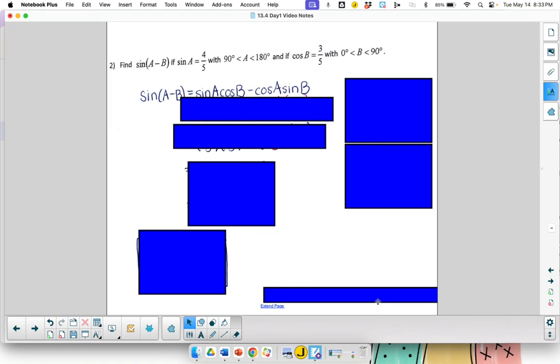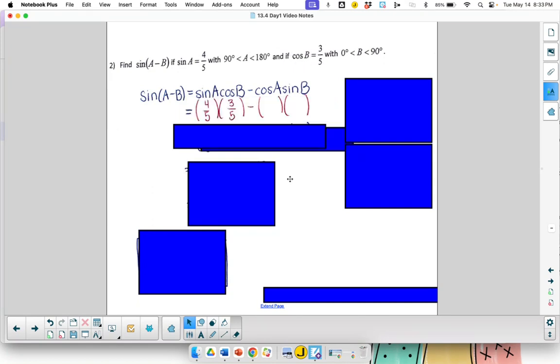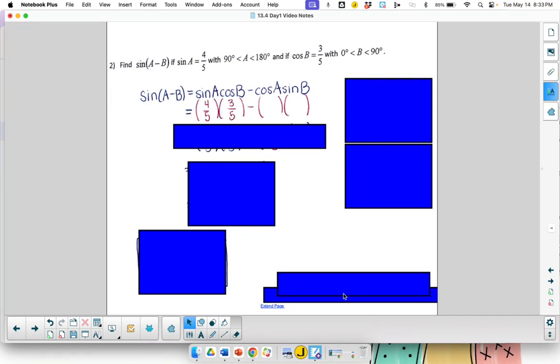And then I say, well, am I given any information to just put right into this formula? Yes, I'm given sine of A is 4/5. So I'm going to put that in for sine of A. And I'm given cosine of B is 3/5. So I'll put that in for cosine of B. Right? So again, we now need what cosine of A is. I still need what sine of B is. These are 2 different angles in 2 different quadrants for this problem.